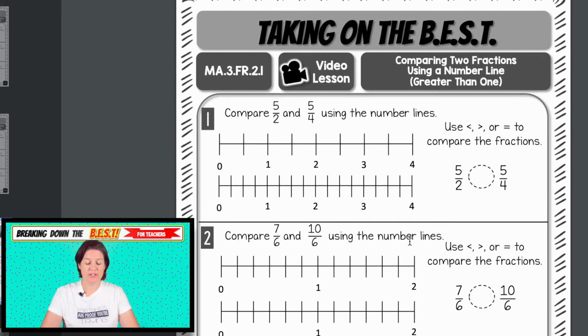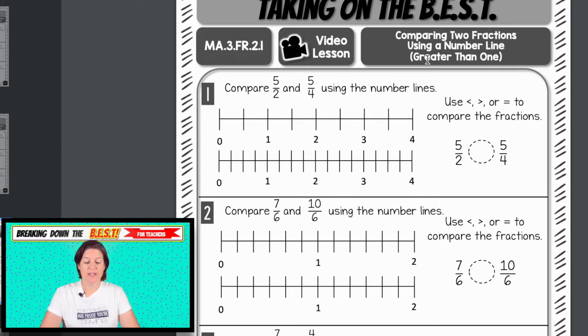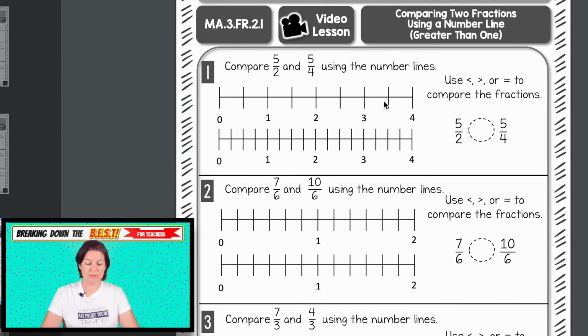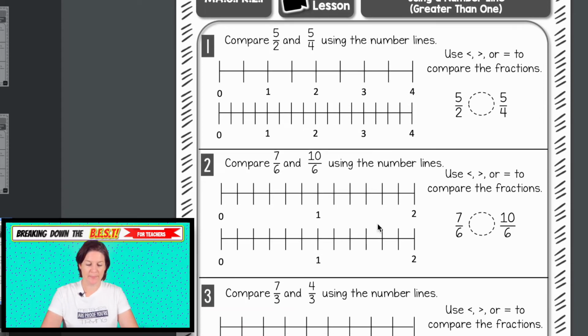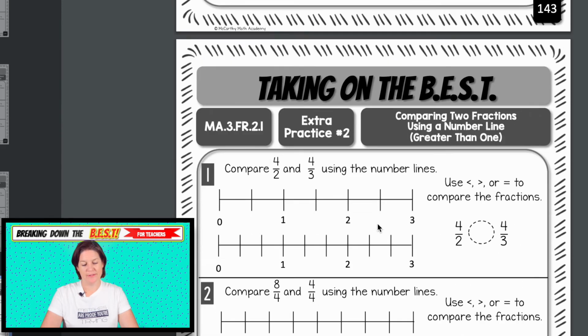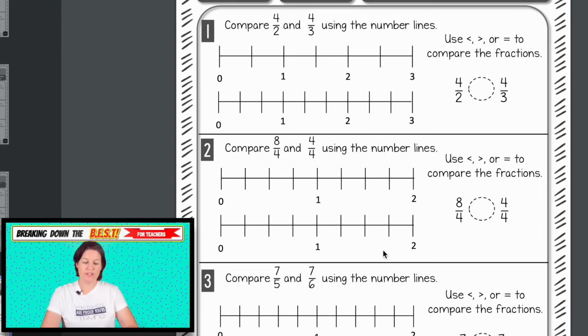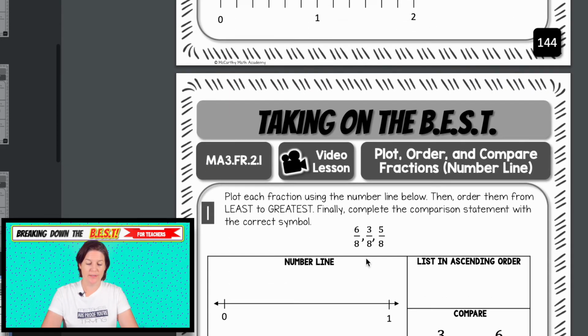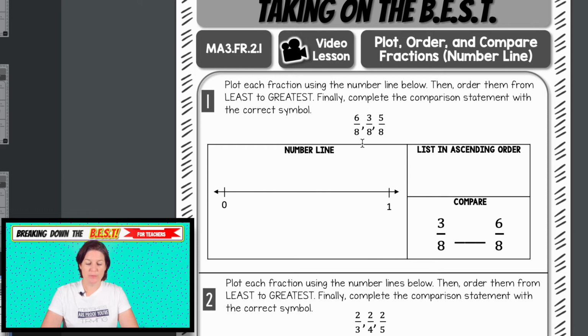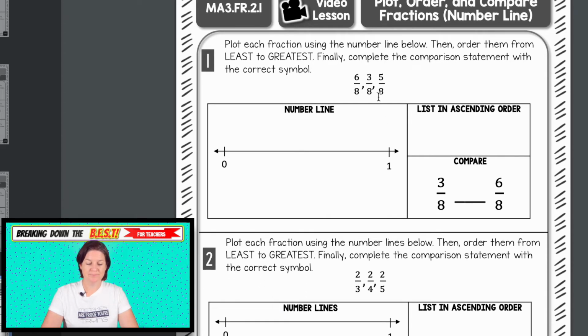Then we get to the second video lesson where we're focusing on comparing using a number line with fractions that are greater than 1. So here we have the pre-scaled number line. We'll mark 5/5 up here and 4/5 there, and they will be able to see how 5 halves is greater than 5/4, and so on. Okay, then there's extra practice here. After they've watched the video lesson and they have their notes, they can now apply that understanding to their own work.